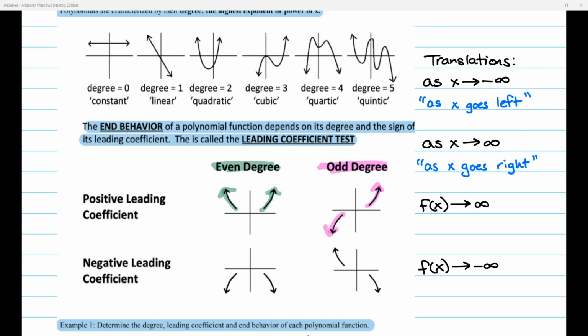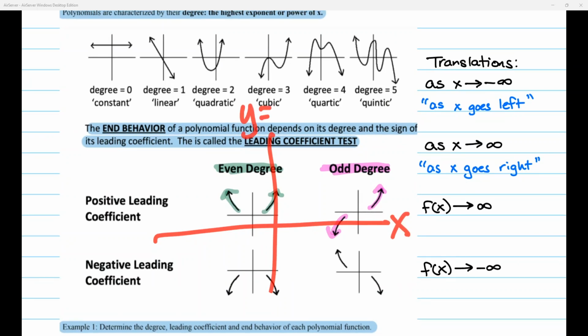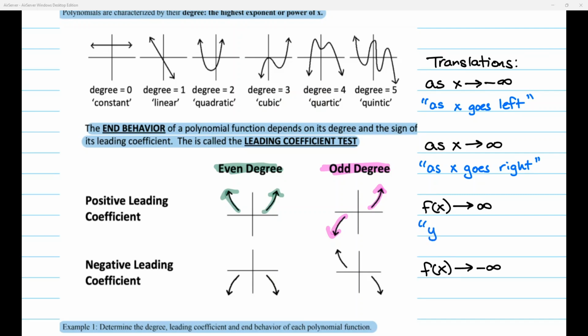F of x approaches infinity. So what does that mean? Let's see. Again, here's your graph. Here are your x's. Here are your y's, but y's are the same thing as f of x's. So when they say as f of x approaches infinity, here are my numbers going to infinity, here are my numbers going to negative infinity. So f of x approaching infinity means that your y values are going up, okay? So you're going to translate this as saying your y's go up.